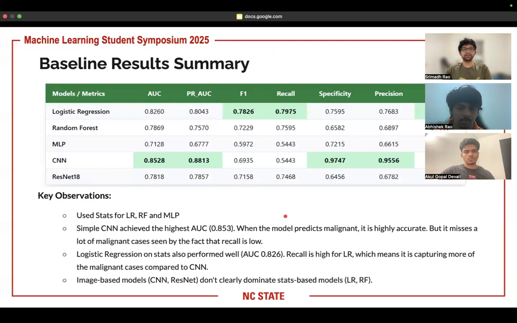Coming to the baseline, we used logistic regression, random forest, MLP, CNN, and ResNet18. For the first three, we did not put in the images. We used a statistics-based method where we took the mean and standard deviation of the RGB channels and passed that on to the models. For CNN and ResNet, it was just the direct images that were passed in. You can see that CNN performed best across most metrics, and logistic regression was not far behind. So there's no clear dominance between image features and tabular or statistics features.